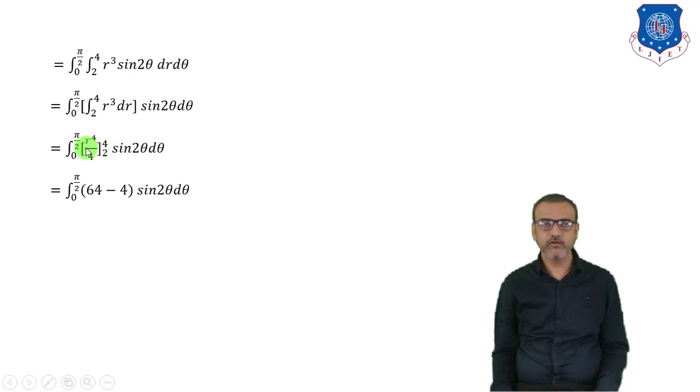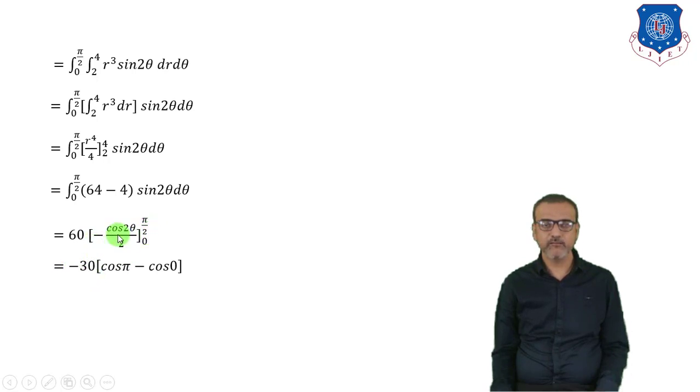For the upper limit 4, it is 4 to the power 4 upon 4, that is 4 cubed, which is 64. Then after the minus sign, for the lower limit r equals 2, it is 2 raised to 4, that is 16, and 16 divided by 4 is 4. And sine 2 theta d theta will be as it is. Now 64 minus 4 is equal to 60. And the integration of sine 2 theta is minus cos 2 theta by 2, and the limit is from 0 to pi by 2. If you divide 60 by 2, that is 30, and this minus sign will be as it is.